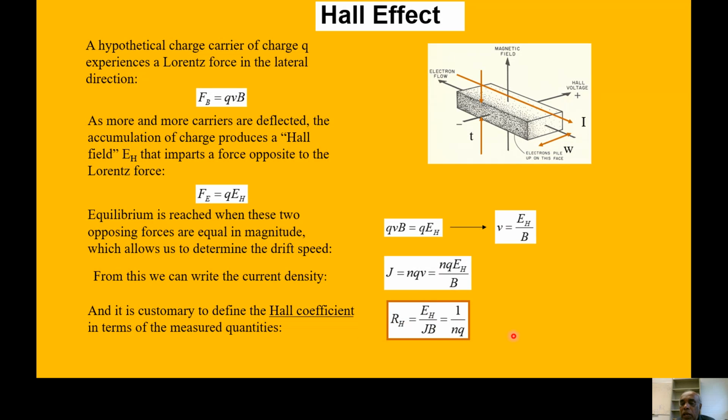If holes are the charge carriers, then holes have the sign of positive charges, so that means RH will be positive. That's why I think the Hall coefficient is a good indication of whether your dominant charge carrier is holes or electrons. So now we can actually calculate this RH in terms of your Hall voltage.